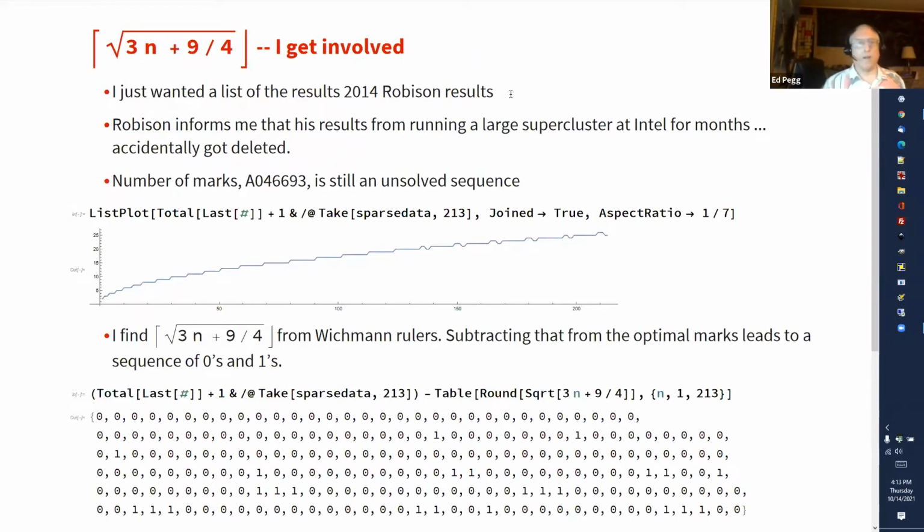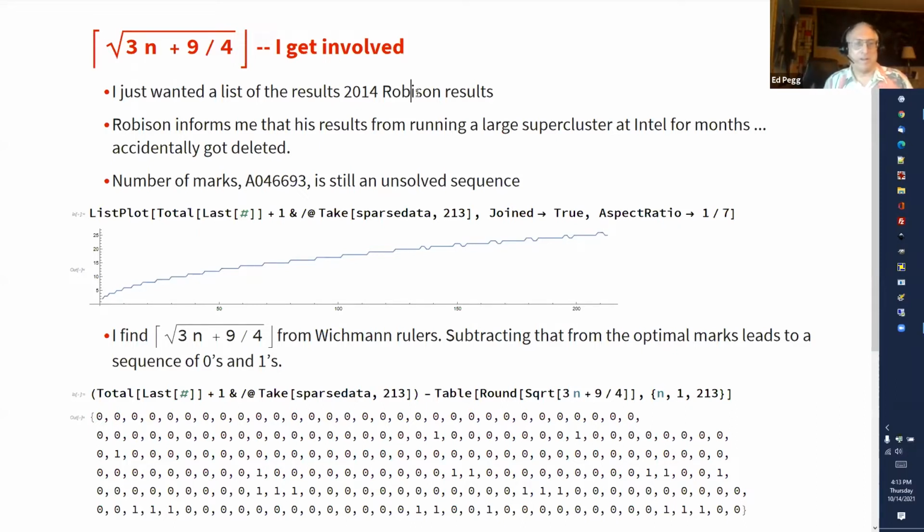And this is kind of where I came in. A few years ago, I just wanted to get the Robinson results because they'd been published in various places. Here are some optimal results. Here's what we know about them. So I asked, hey, can I see your data? And I found that all the data had been thrown away accidentally. So that didn't feel very satisfying.